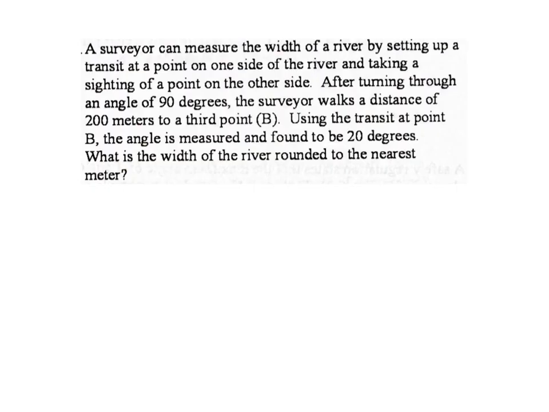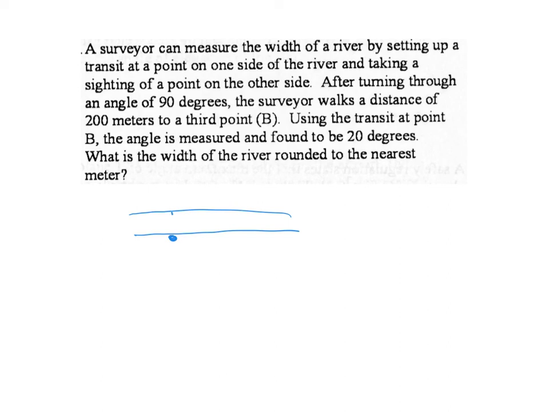So let's take a look at our first word problem. A surveyor can measure the width of a river by setting up a transit point. At this spot, I always stop and sketch. So I have a river, and they are setting up a transit at a point on one side of the river. So right over there, they're setting up that transit.